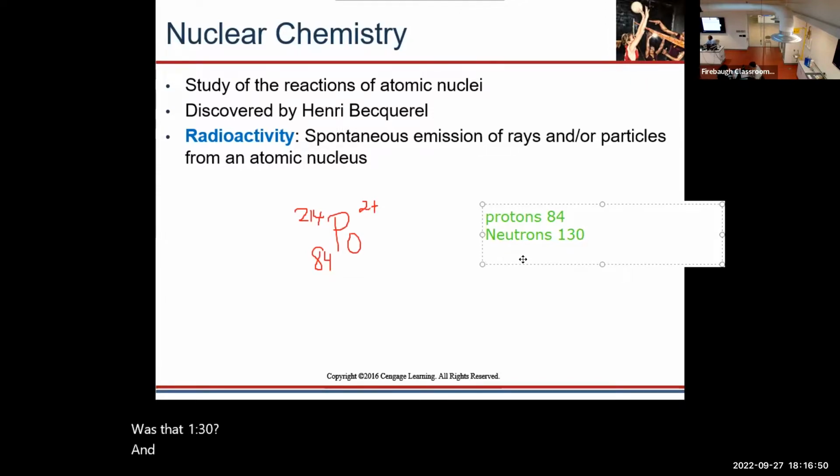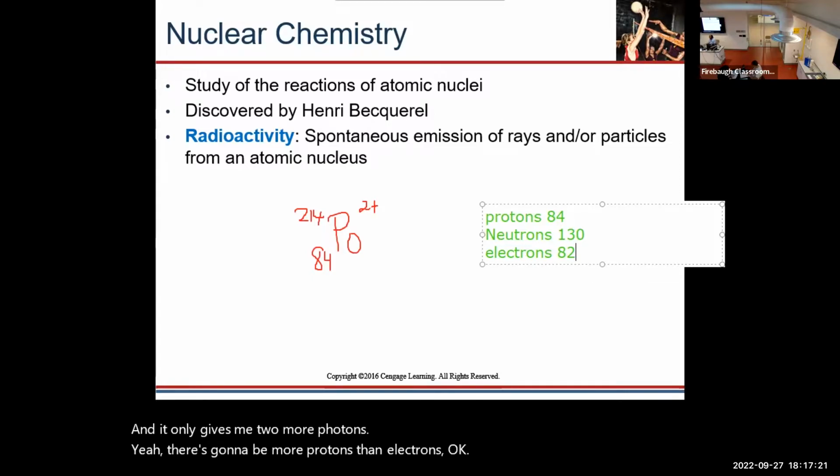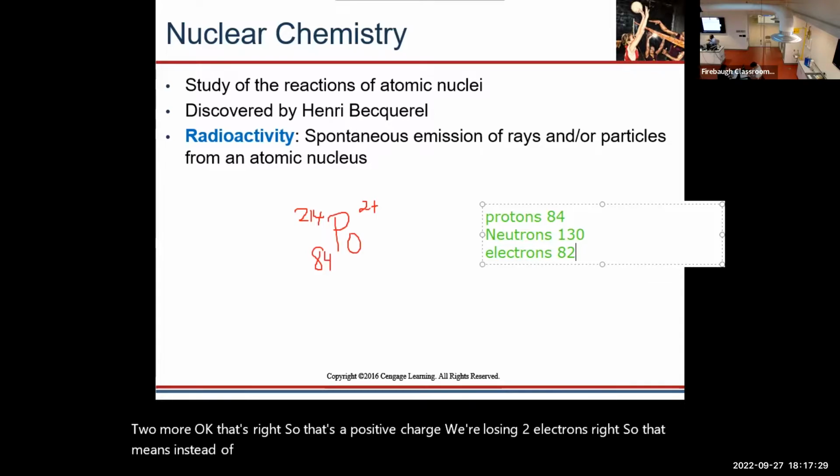And then how many electrons? Finish first. Electrons, yeah. Okay, why is it 82? All in charge. Yeah, more protons. 2 more electrons. So that positive charge leads to 2 electrons, so that means it's up to 0. Now it's 2, right?